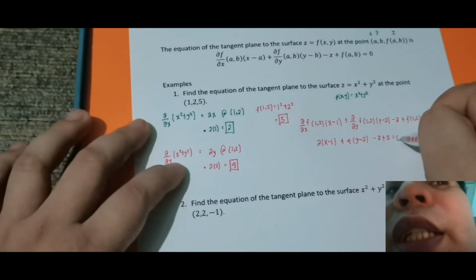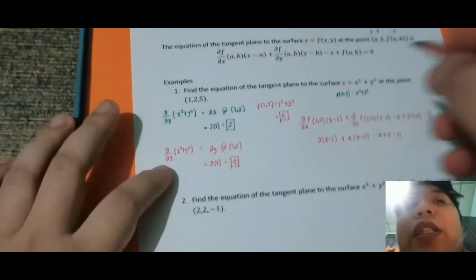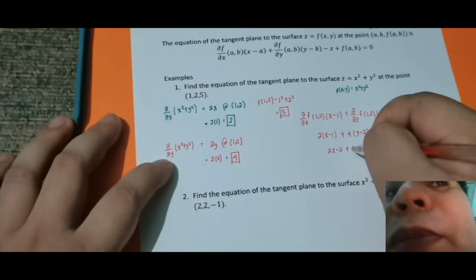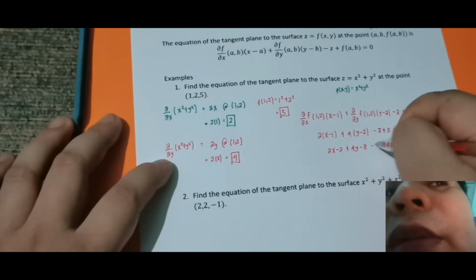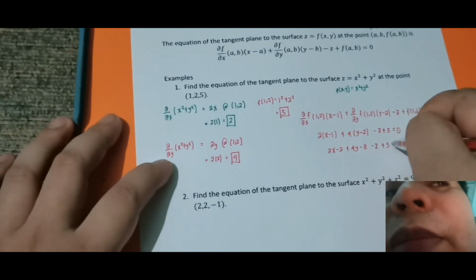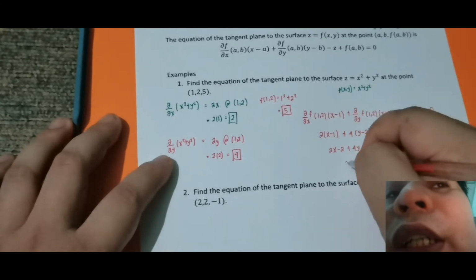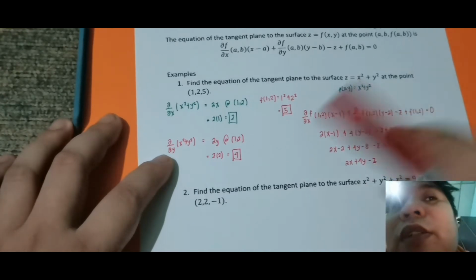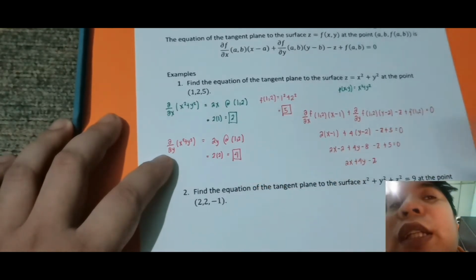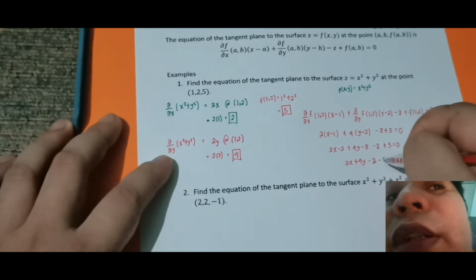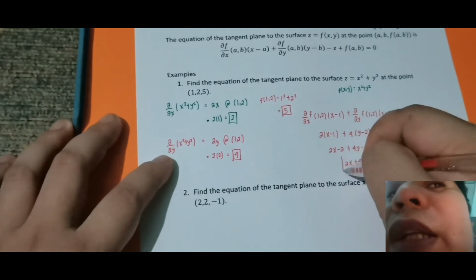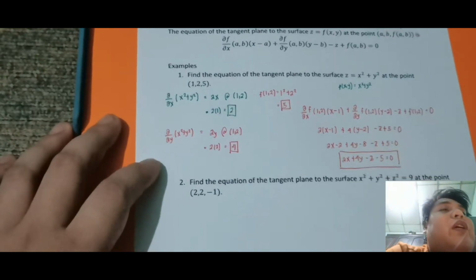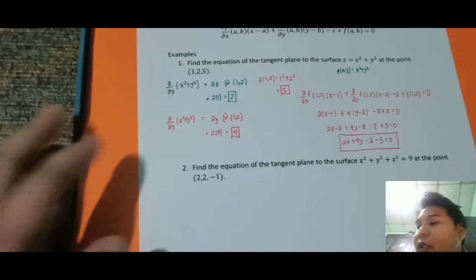So this is just equal sa 2 times (x minus 1) plus 4 times (y minus 2) minus z plus 5 equals 0. So simplify further, this is just equal sa 2x minus 2 plus 4y minus 8 minus z plus 5 is equal to 0. So therefore, this is just 2x plus 4y minus z. So this is negative 2, negative 8. So that's negative 10 plus 5, that is minus 5 is equal to 0. So equation of tangent plane is just equal sa 2x plus 4y minus z minus 5 is equal to 0.